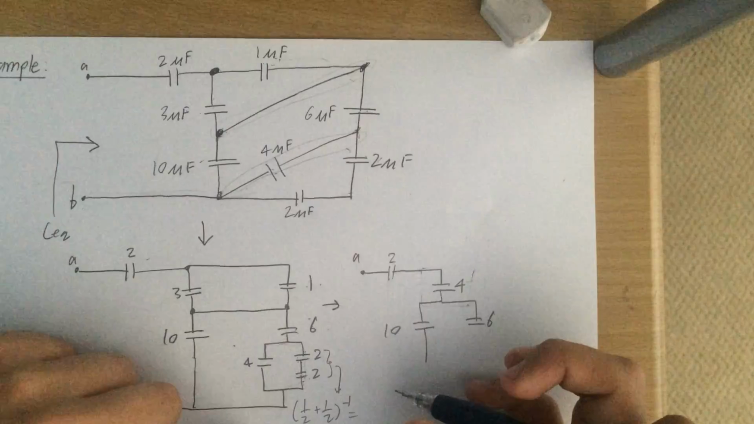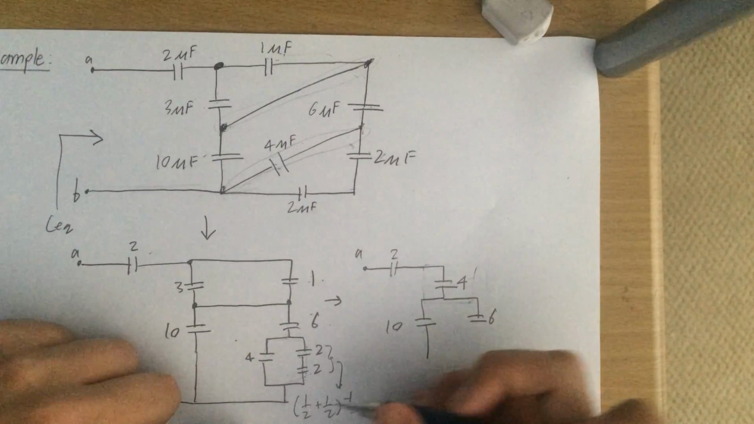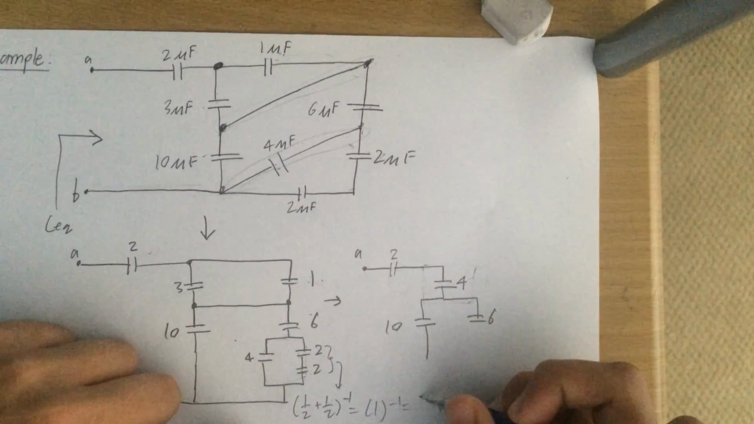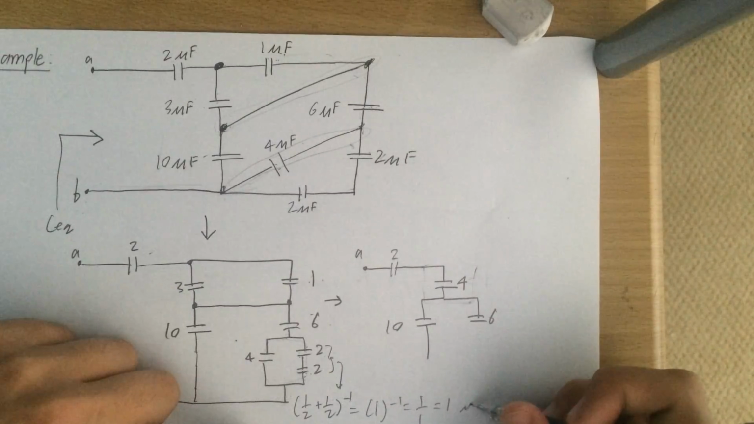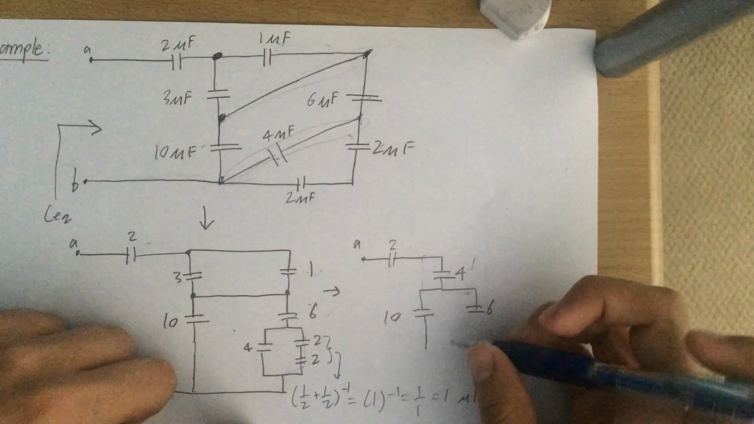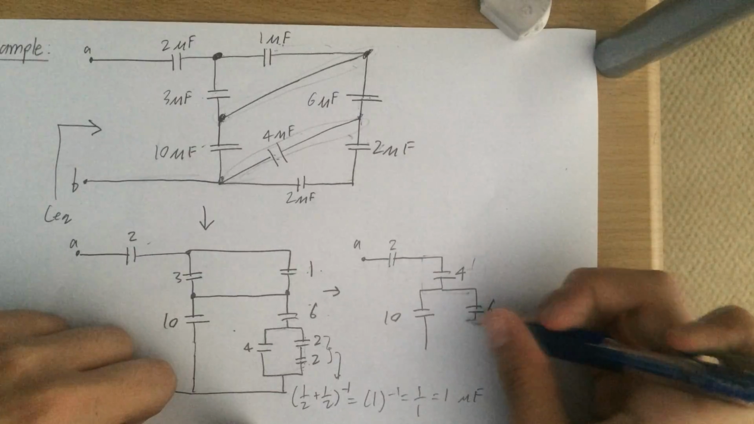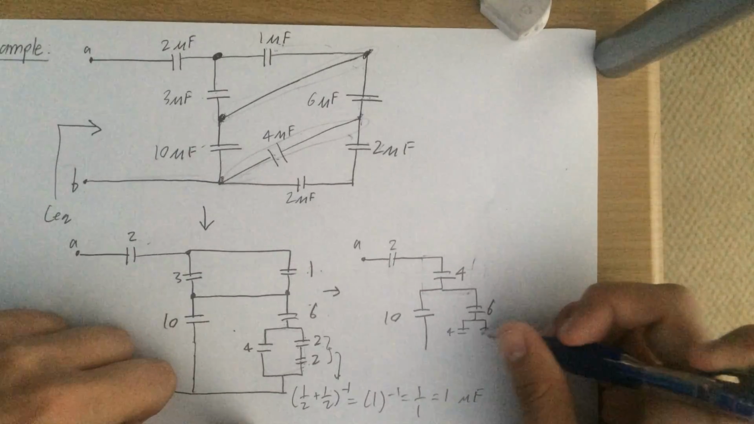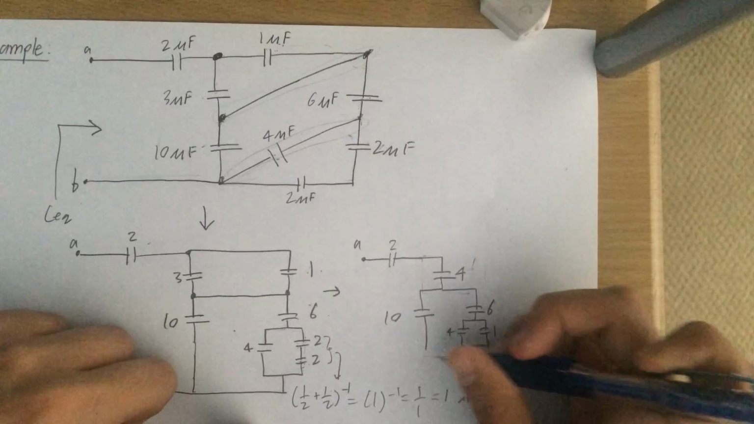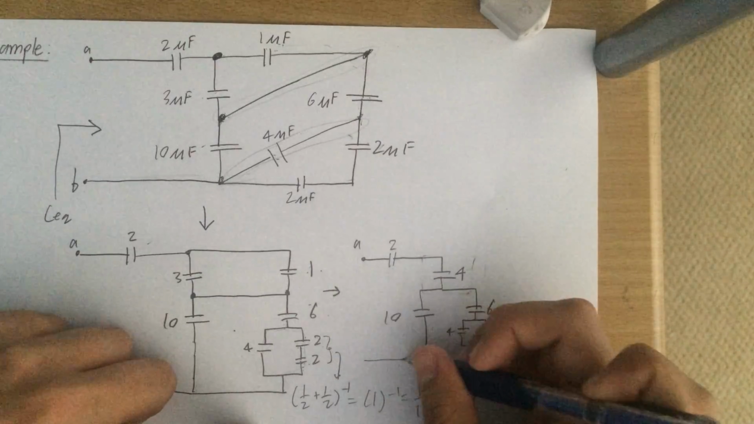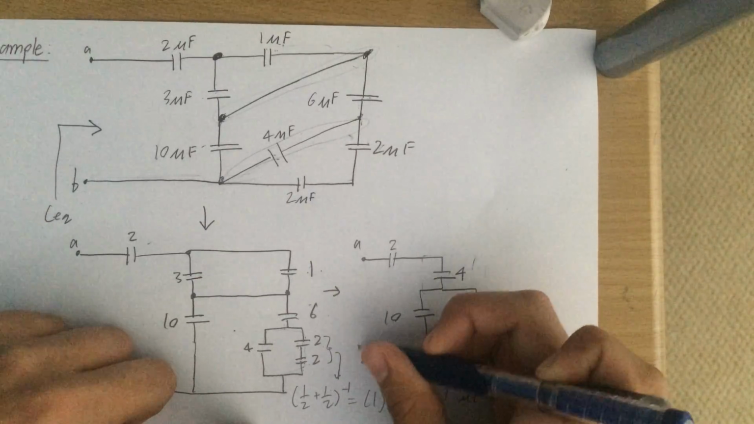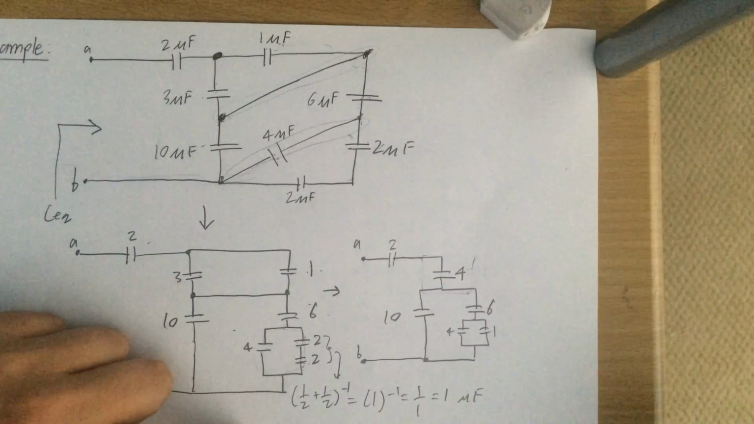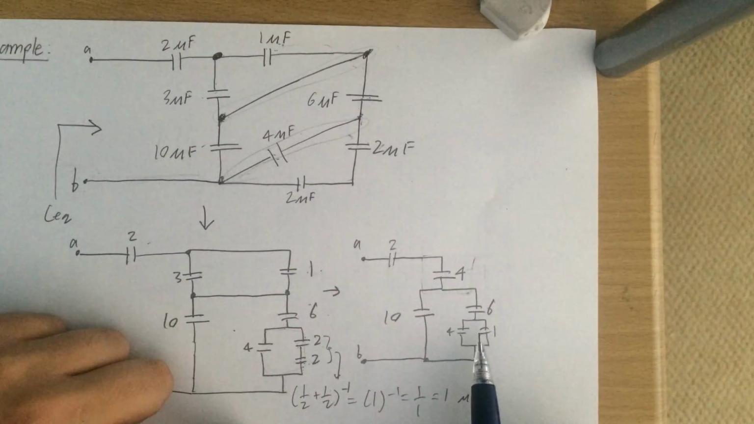I'm just going to try to work out the math from A to Z, so 1 over 2 plus 1 over 2 is just 1, right? And the inverse of 1 is just 1 over 1, which is just 1 microfarad, so pretty simple. Okay, so let's say we have the 4 here, and we have the 1, okay? All right, perfect. So we simplified it up to there, okay?